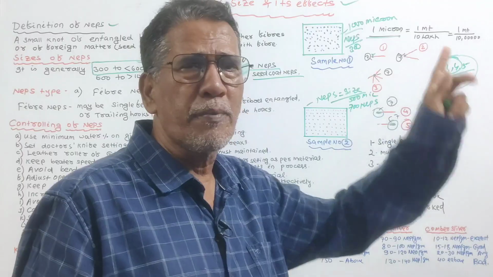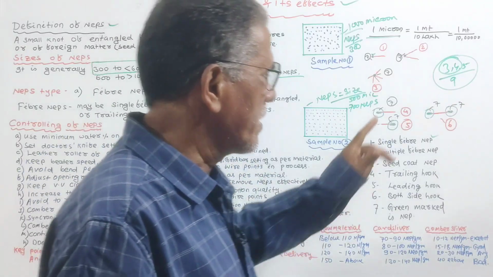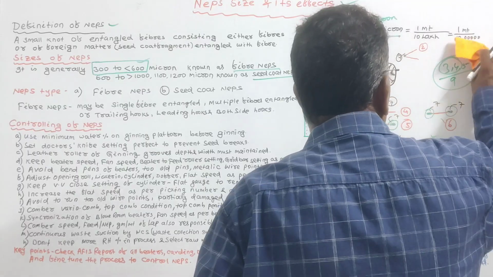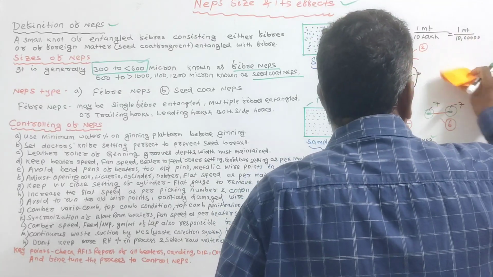If we are going for the combing process, then speed up the carding machine more. It will be covered by the combing process.